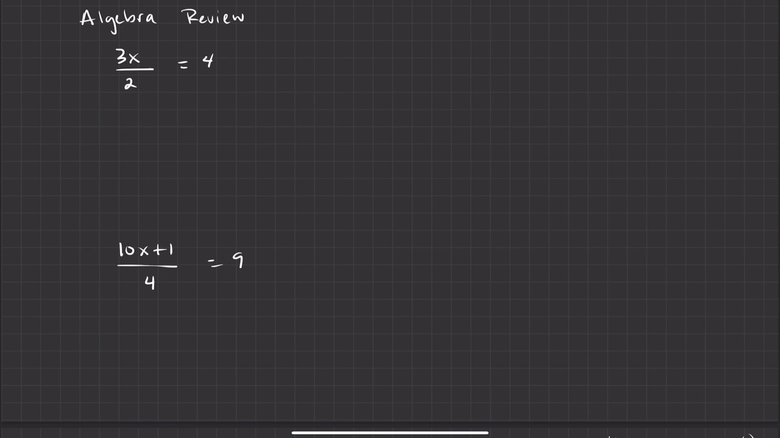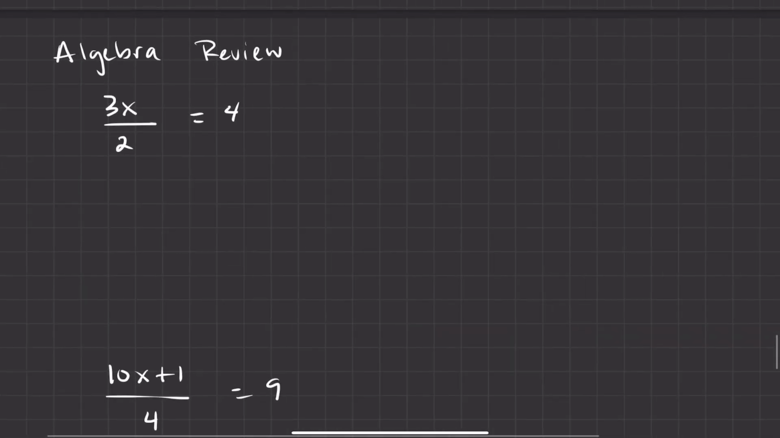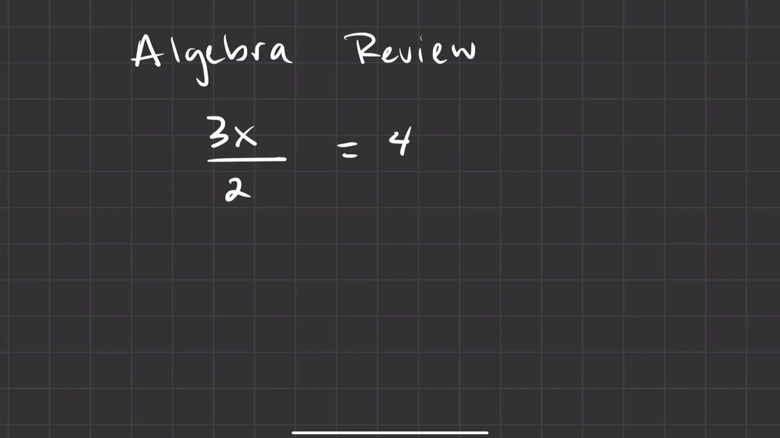So if I were to multiply, and I'm going to use a different color for this one, showing that multiplication sign by using parentheses here, I'm going to multiply both sides by a particular number. What is that particular number? Well, it's always going to be the denominator, the bottom of the fraction. So I'm going to multiply both sides by 2. I'll put a 2 here, and I'll put a 2 here.